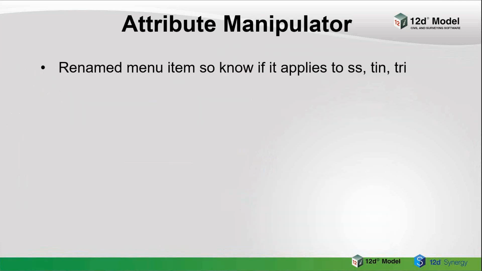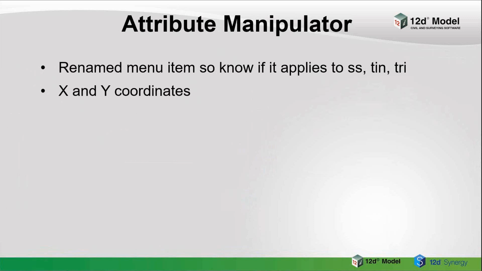Now the attribute manipulator is being used heaps by people, and a lot of the options in there work for a variety of things, and it was a bit hard to know what it was because you had to go to the documentation. So now we'll have things like on the option, they'll say SS if it works for a superstring, tin and try for a Trimesh. And sometimes they'll say SS, tin, try, which means it works for all three. So you can see straight away which ones work for what.